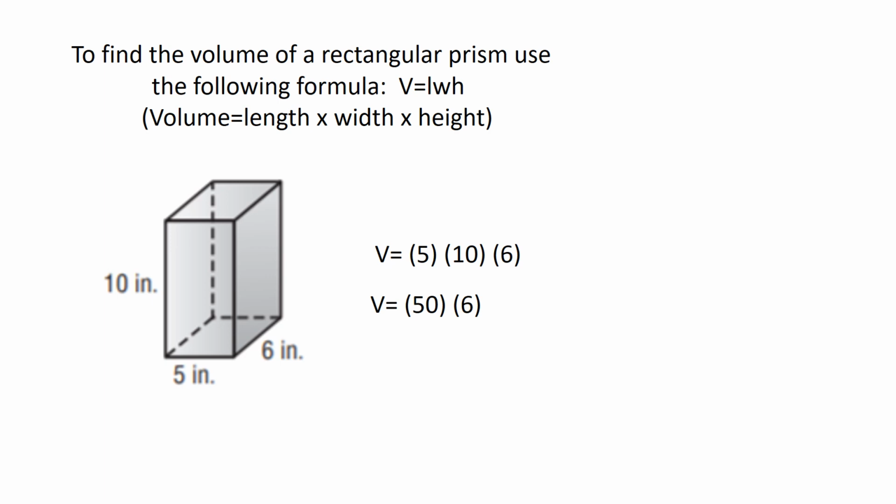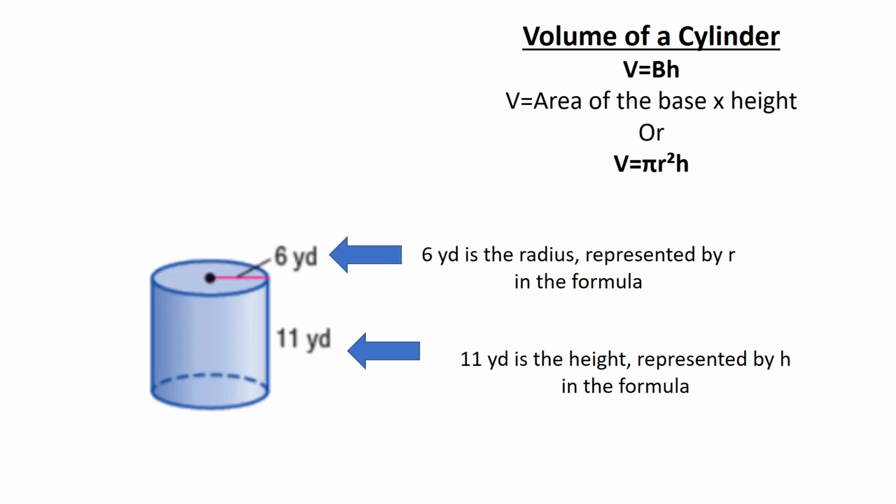We did 5 times 10 times 6, which if you want to do 5 times 10 and do 50, 50 times 6 then would give you 300 cubic inches. Volume is always in cubic units. Then we're moving to volume of a cylinder.